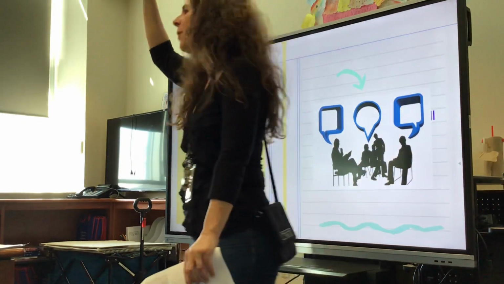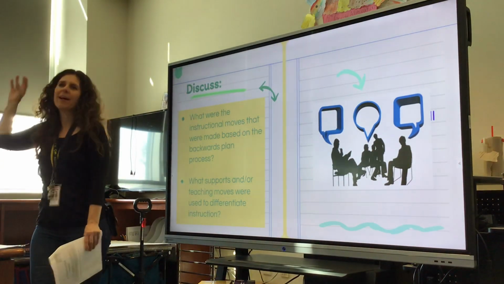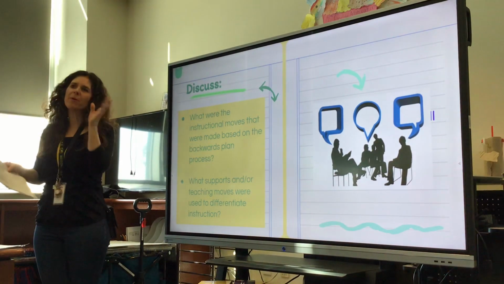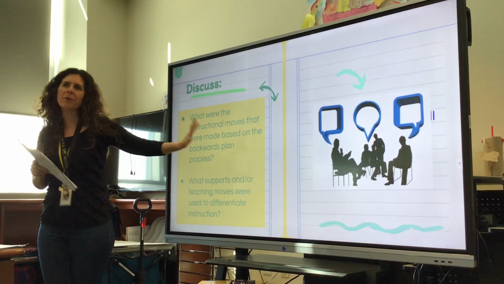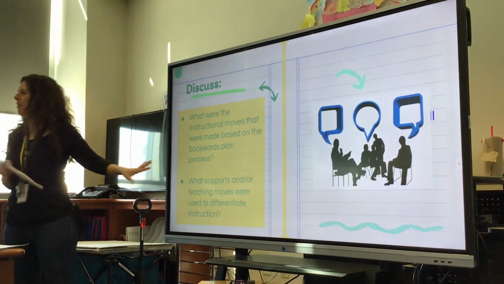Let's come back together. 3, 2, 1, and 0. Let's get someone for each table to just quickly notice and name some explicit moves. Let's start with this table here. What was something that you noticed?